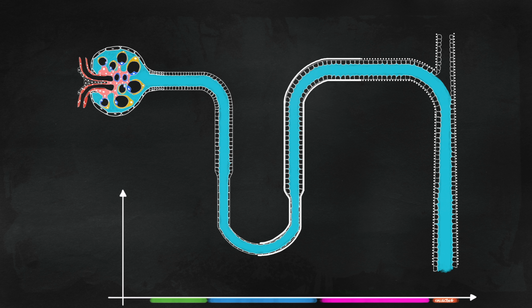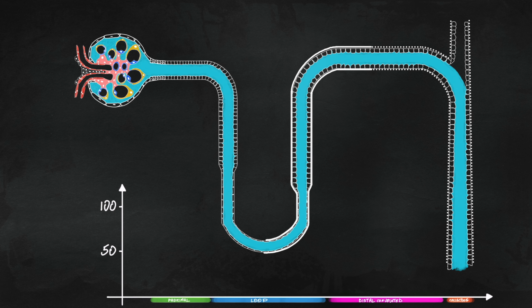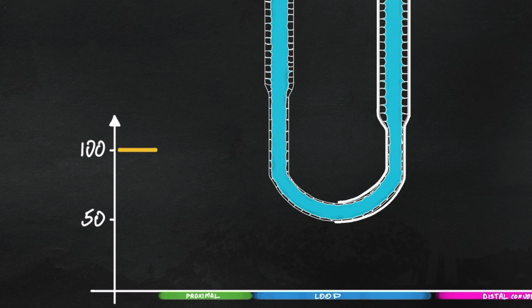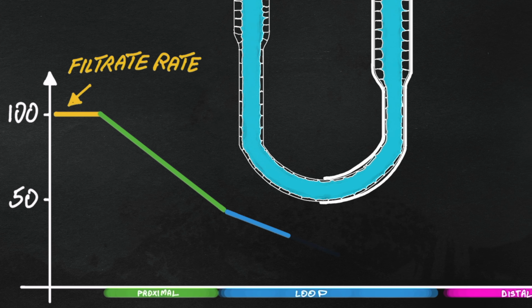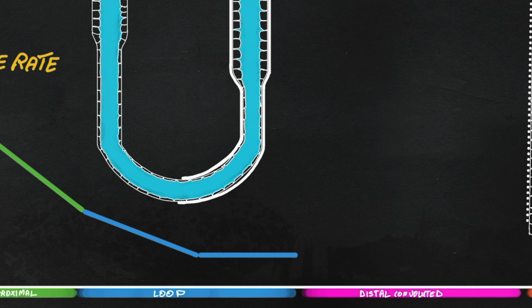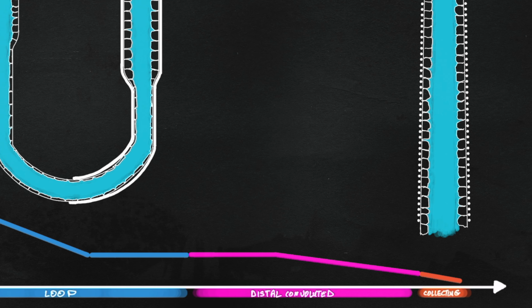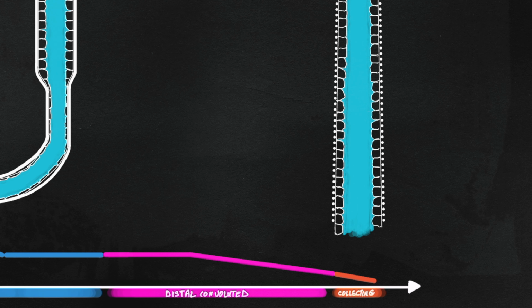As plasma is filtered through the glomerulus, 2/3 of the water is reabsorbed in the proximal tubule, another 20 or 25% is absorbed in the descending loop of Henle, and the rest is absorbed in the distal parts which are sensitive to ADH.